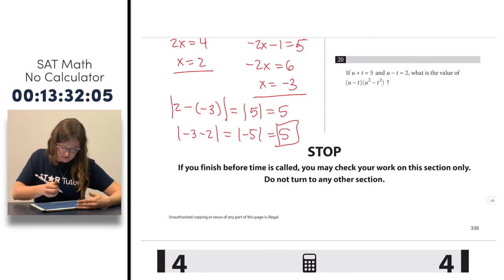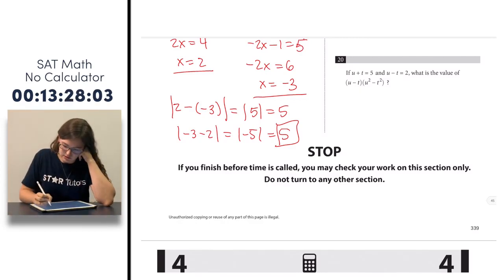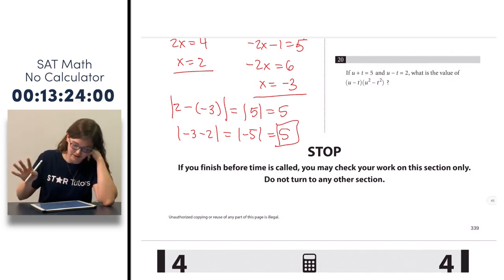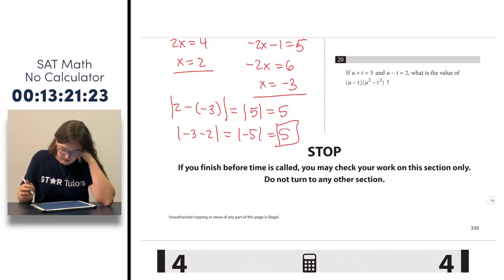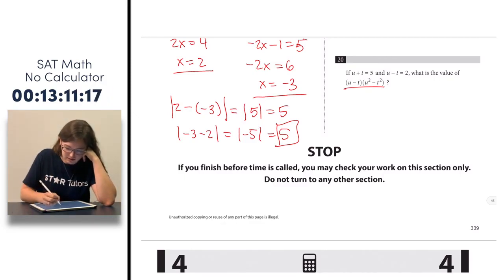Okay, number 20. If u plus t is 5 and u minus t is 2, what's the value of this? Okay, now here's a systems of equations question that's potentially going to be harder. Actually, I was tempted at first to just solve for u and t and then plug them in, but I'm realizing that's going to be a lot slower. It's going to be a lot faster to realize that u minus t, I already know what that is. They're telling me that's 2 right here.